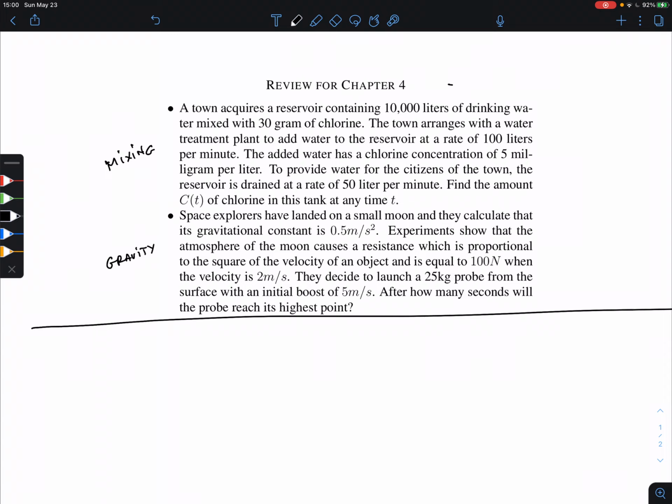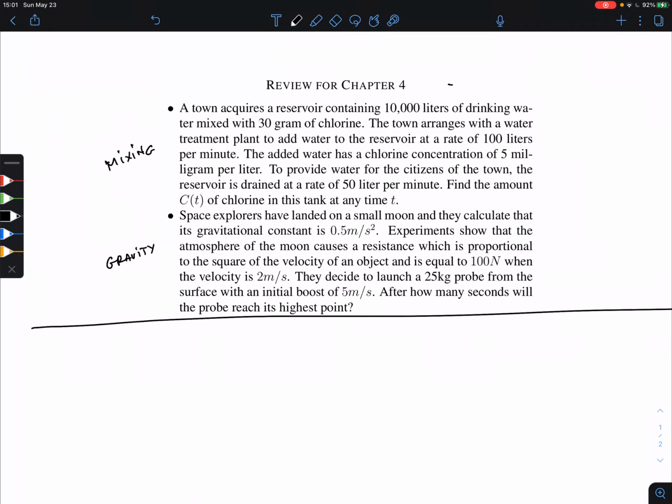We have a town. That doesn't matter really. We have a reservoir containing 10,000 liters of drinking water in which they have mixed 30 grams of chlorine. Chlorine is a substance that is used to purify, to keep the water bacteria free. It kills bacteria, and at these low doses, it's not harmful to people. The town arranges with the water treatment plant to add water to the reservoir because they want to keep using water, right? So they have to get new water, and the rate is 100 liters per minute.